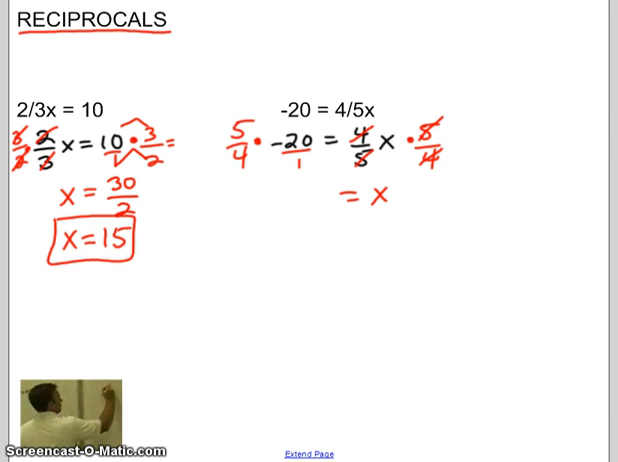I could simplify 4 and 20. 4 goes into 20. 20 divided by 4 is 5, so I'm left with negative 5 over here. Don't forget about this sign. And then 4 divided by 4 is 1. 5 times negative 5 is negative 25. And then 1 times 1 is 1. So I get negative 25 over 1, which is just negative 25.